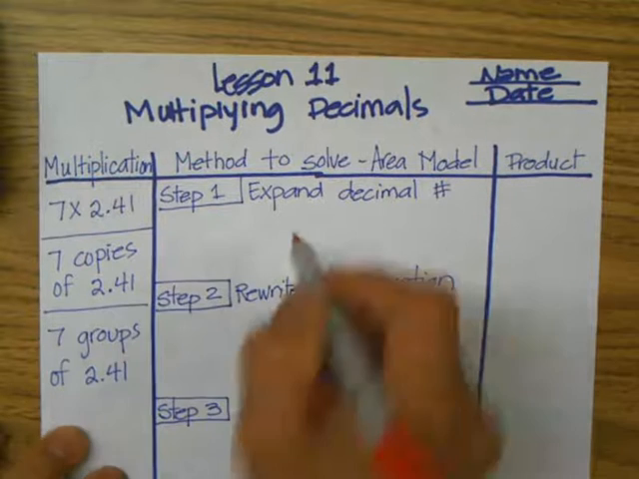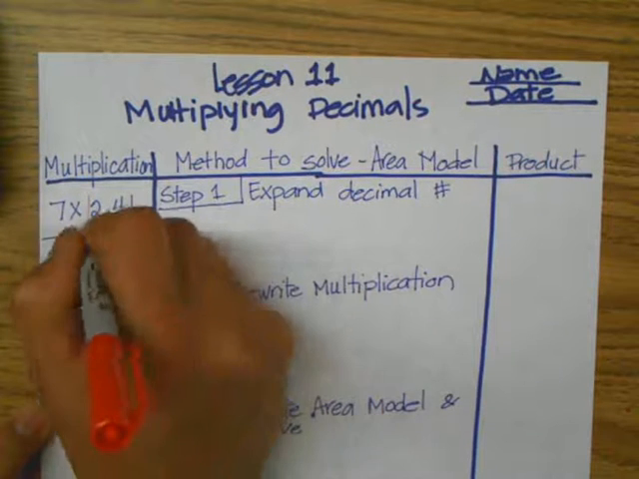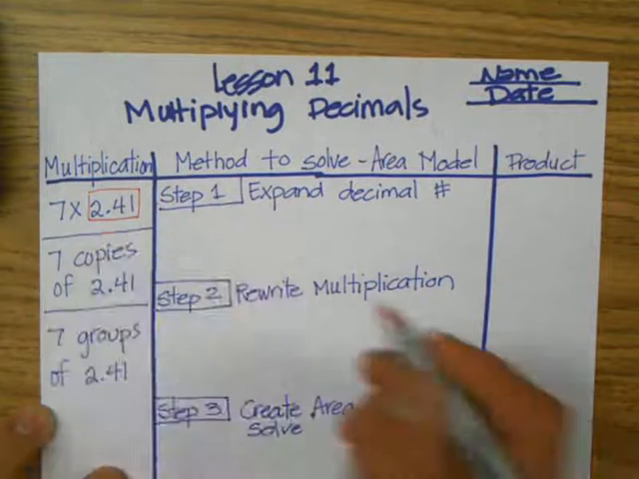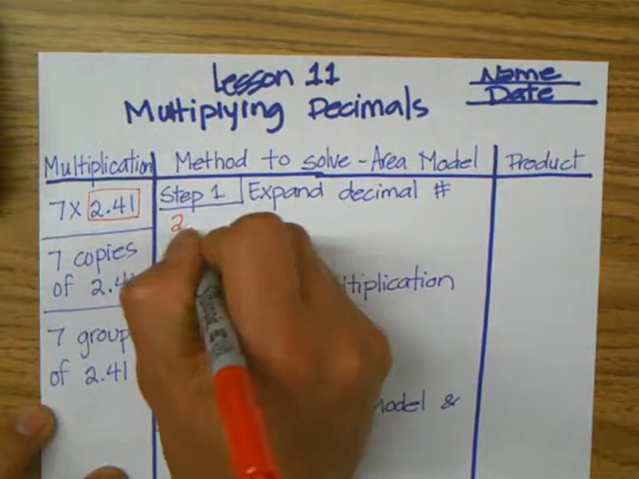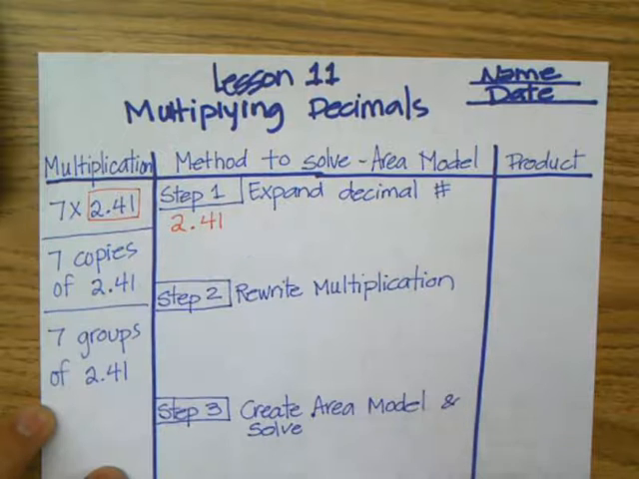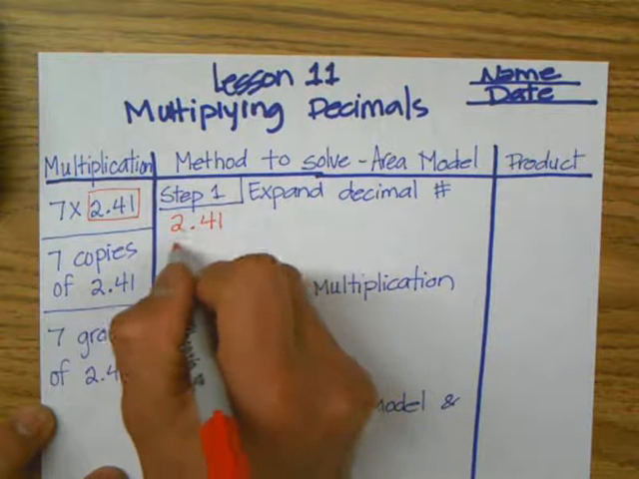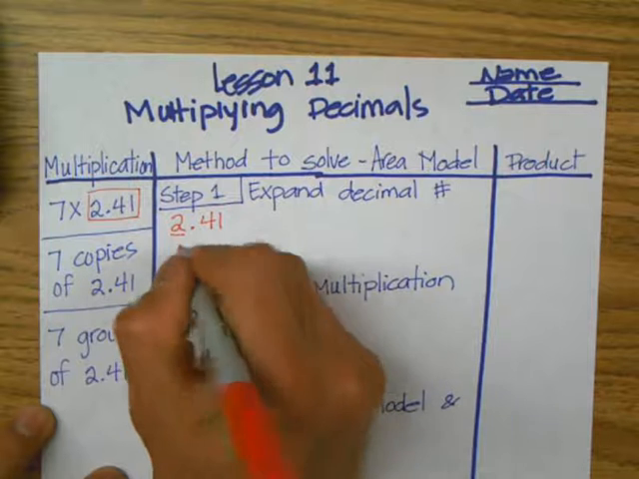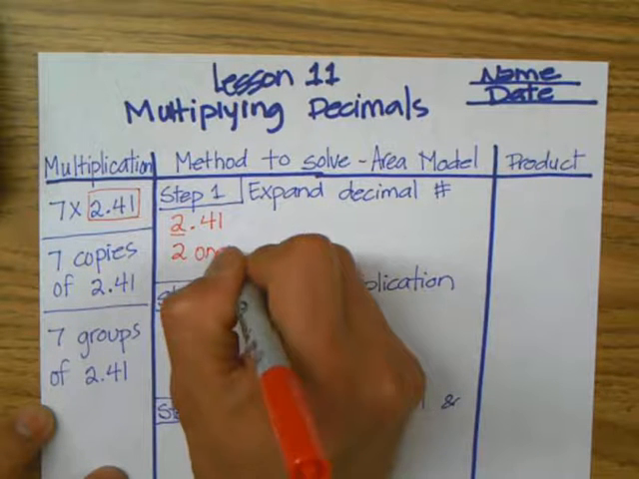So when we said expand decimal form number, this is the number that we're going to expand, the one that has a decimal in it. So the number is 2 and 41 hundredths. And all we do is say, okay, this is 2. So what is that? 2 ones. So we're going to write 2 ones. That will be the first step.